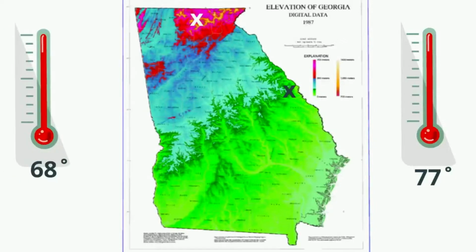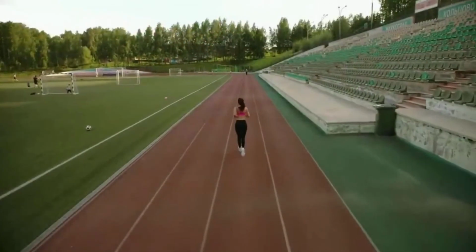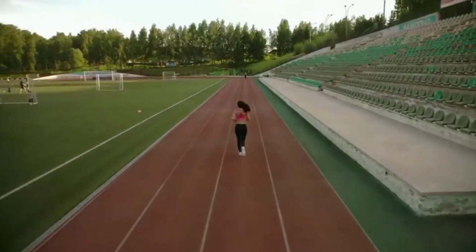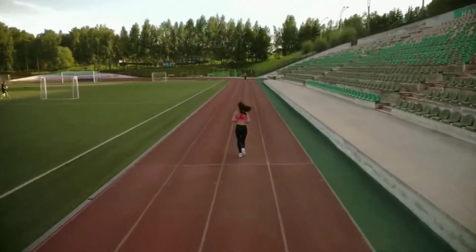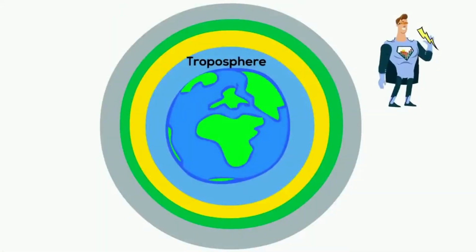The troposphere extends from the ground to about 10 kilometers. This is equal to 25 laps around a track. At the very top of the troposphere, temperatures drop to around negative 50 degrees Celsius. This begins our next layer called the stratosphere.